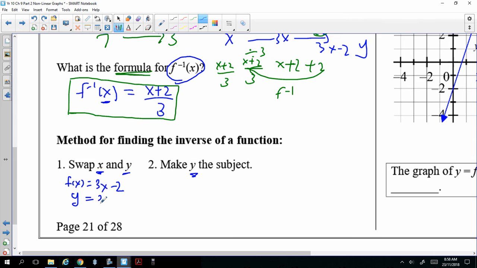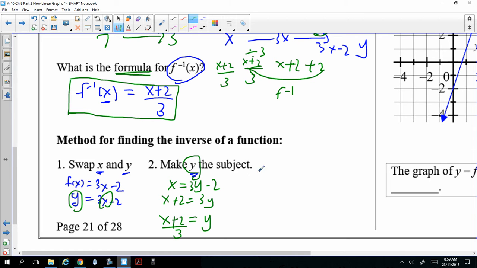And then we swap x and y. Swap x and y. So we write x equals y, 3y minus 2. You swap x and y and make y the subject. So you go x plus 2 is 3y. Therefore, it does the inverse operation. Okay, and then you write, therefore, the inverse function equals x plus 2 over 3.